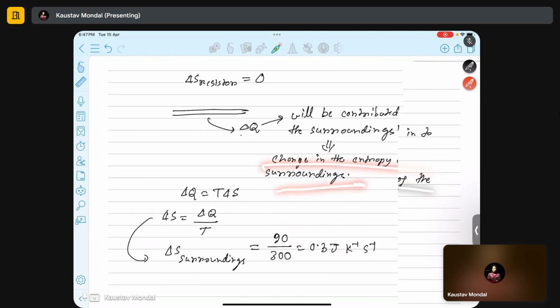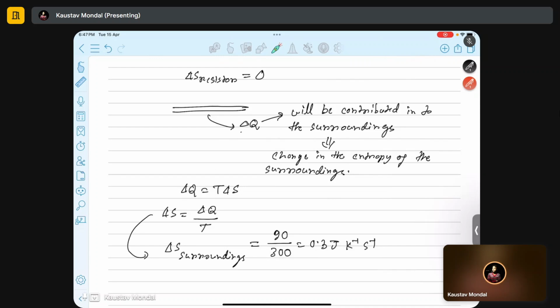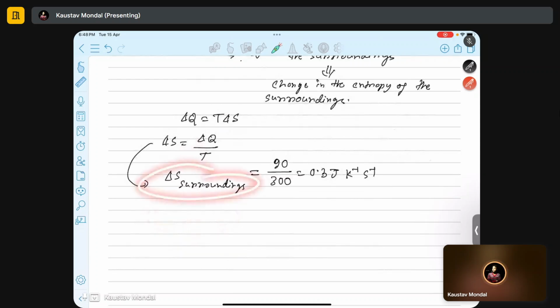To calculate that, we know that delta Q equals T delta S. So from there we have calculated the change in entropy. That is delta S surroundings equals 90 by 300, which is 0.3. So the change in the entropy of the surroundings will be 0.3 joule per Kelvin per second. So this is how one should calculate the whole thing. Okay, that's it. Now we'll move to question number 4.